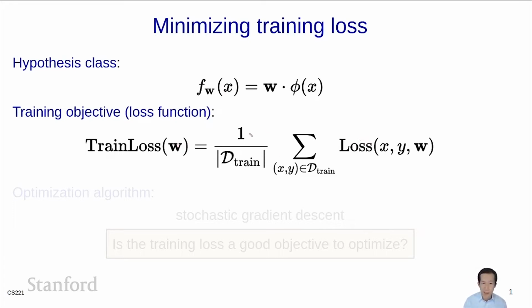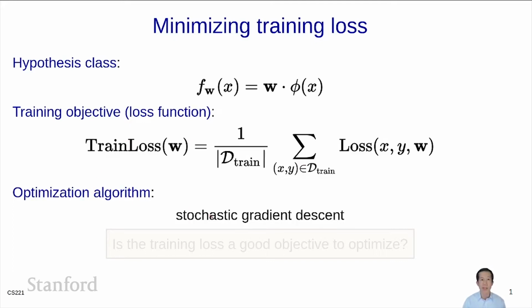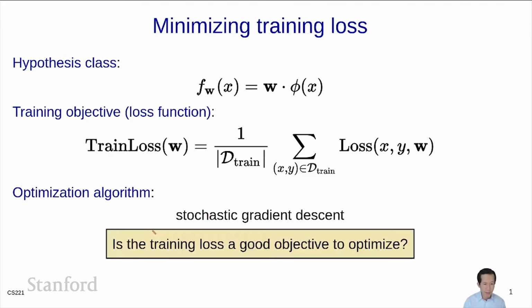If you take the loss and you average them, you get the training loss, which is our training objective that we've so far been optimizing. And finally, we have the optimization algorithm, which is either gradient descent or stochastic gradient descent. So all good so far. Now let's take a step back and be a little more critical. Is the training loss in particular, a good objective to be optimizing?